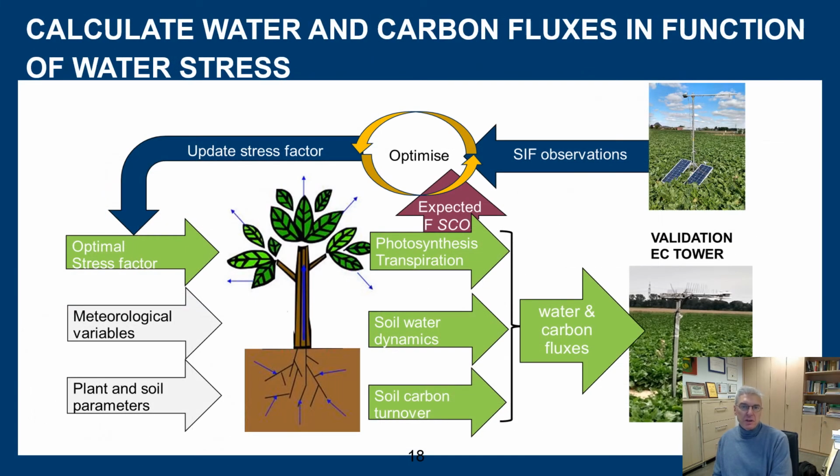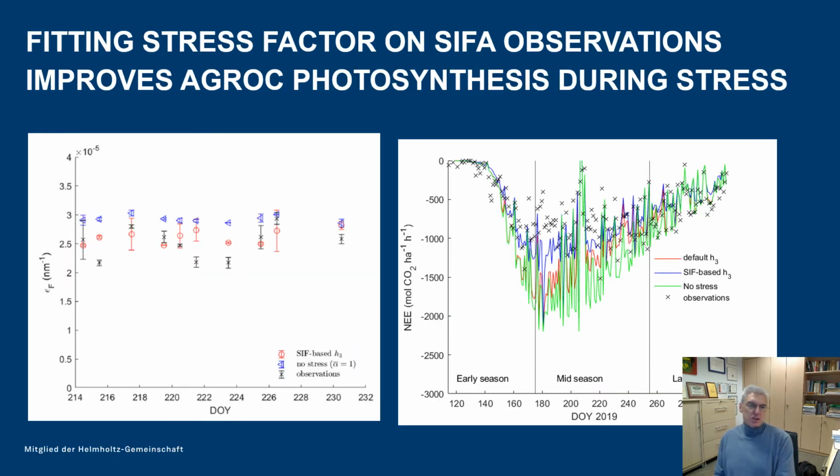This is the way the system works. We have the SIF observations. This can also be mounted on a drone. We optimize the difference between what we simulate and what we observe. We get an optimal stress factor, and then this allows us to generate water and carbon fluxes at the field site. This is shown here as an example, as an outcome.